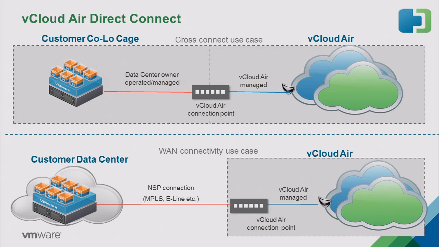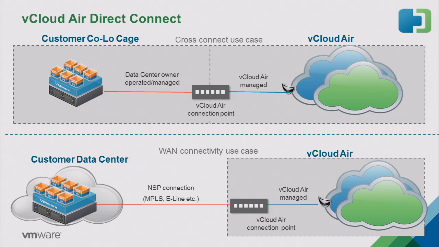From a top-level view, Direct Connect solves 2 use cases. The one on the top is the cross connect. If you have colo space in the same data center as we are in and just want to use high-speed cross connects to use vCloud Air, that's a use case which Direct Connect supports. The second one, at the bottom, is long-distance connectivity. If you have an MPLS connection and you want to keep vCloud Air as part of your MPLS cloud, you can do that as well with an NSP.